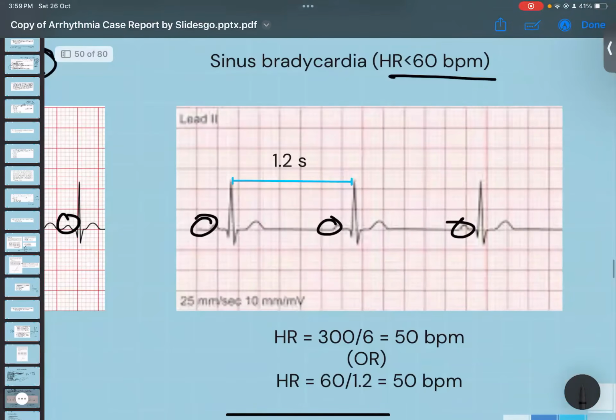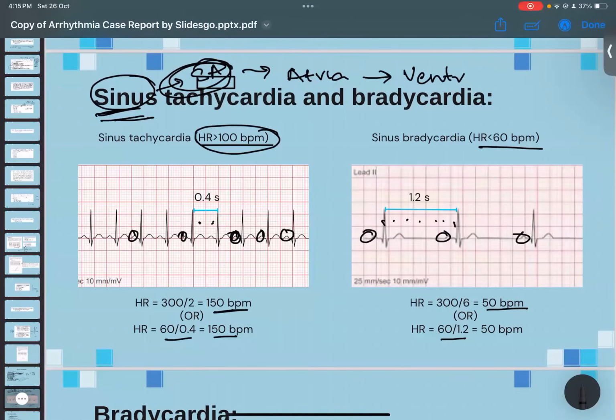Here, as you can see, this is about 1, 2, 3, 4, 5, 6. So sinus tachycardia and bradycardia. Sinus basically means that your electrical activity is being generated from the SA node. Because it's being generated from the SA node, you will see a very prominent P wave in almost all cases, followed by a QRS complex. Tachycardia and bradycardia just mean that either your heart rate is super fast, over 100 beats per minute, or your heart rate is low, less than 60 beats per minute.